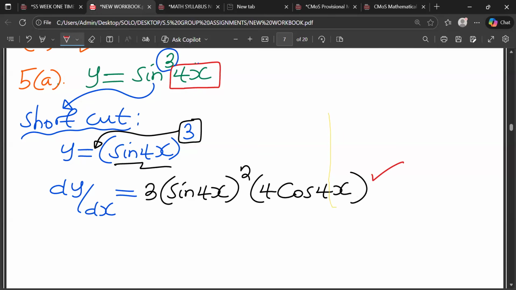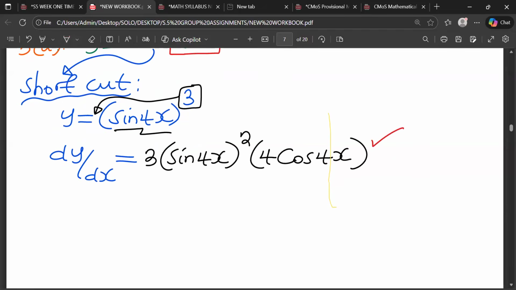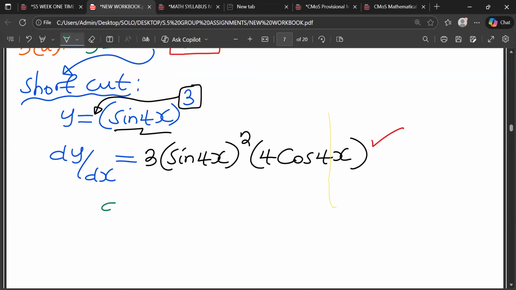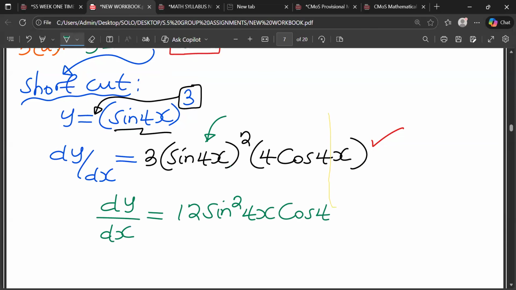Then after that you simplify. Very easy. After that you simplify. Come and be like, dy dx is 3 times 4 is 12. Remember I told you it is pressed like this but written differently. Supposed to come and say sine squared 4x, then the cos of 4x, like that.